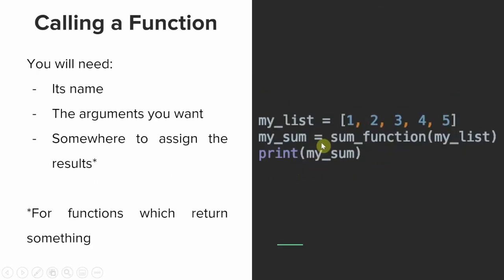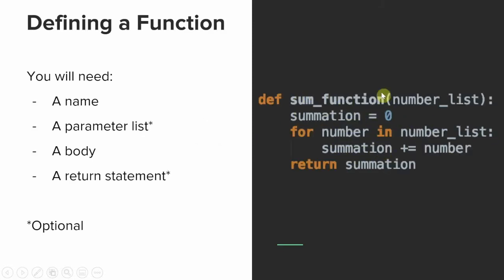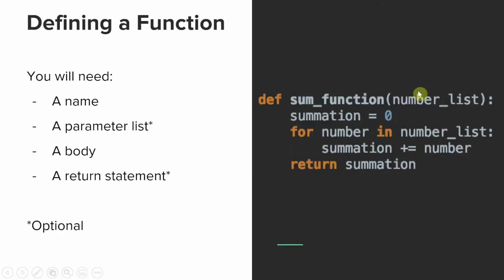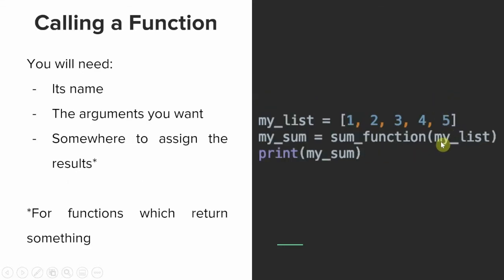So to call a function, you will need its name. So remember from the previous slide, the name here was some function. Here as well, we've got some function as the name, and the arguments. So the number of arguments here and the type of arguments has to match the definition. So in this case, we have asked for a list and only one list, no more than one. So even here, we are passing it one list called myList, which has been specified here, and there are only numbers in this list as well. So we pass that in, and somewhere to assign the results. This is only for functions which return something.